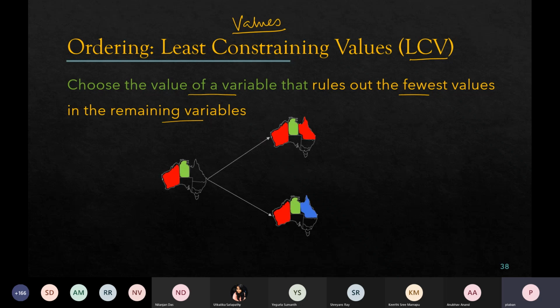Let us take an example to illustrate the idea. At this point, we have to decide. We have chosen this variable Q to be assigned.